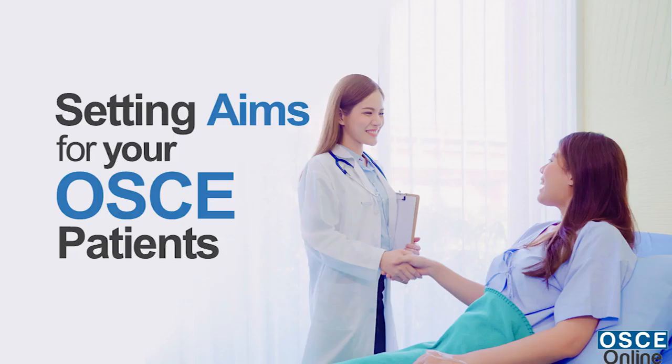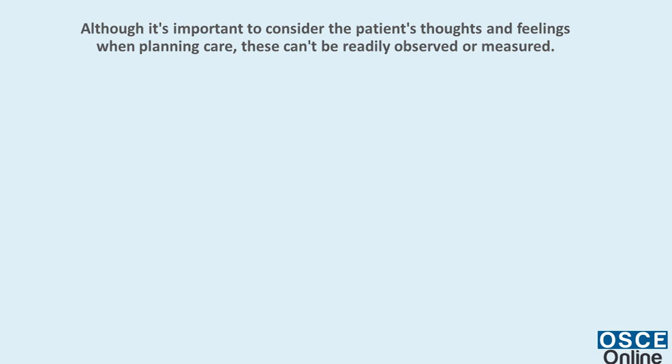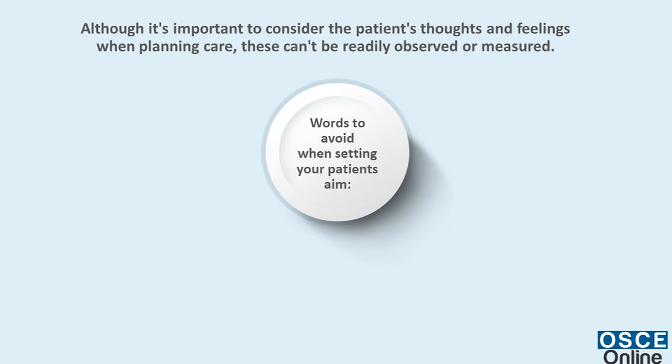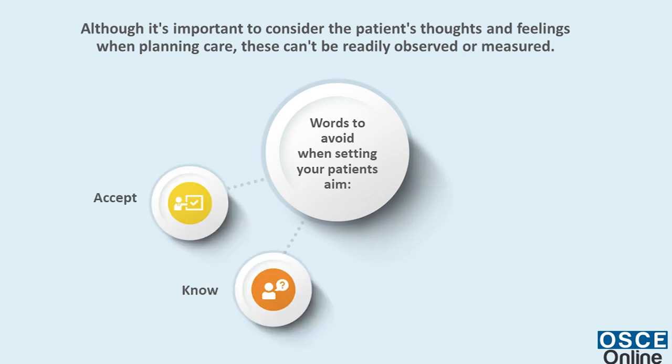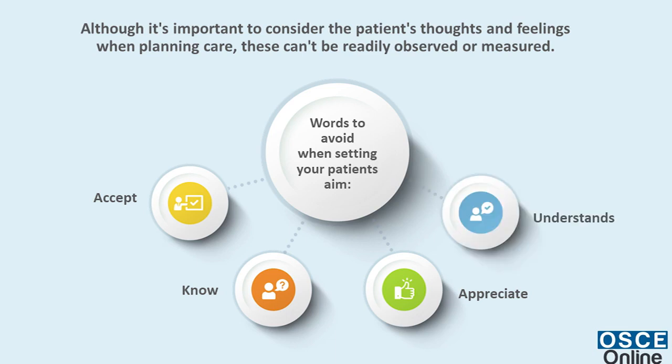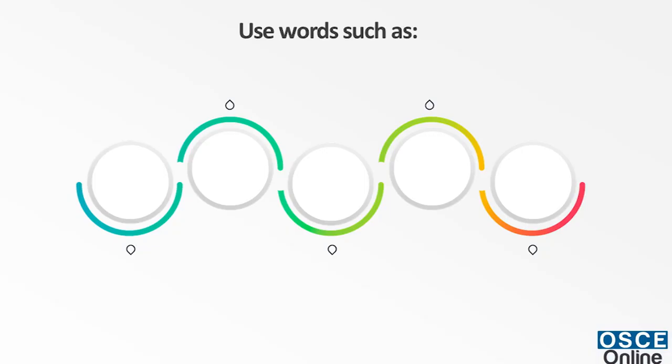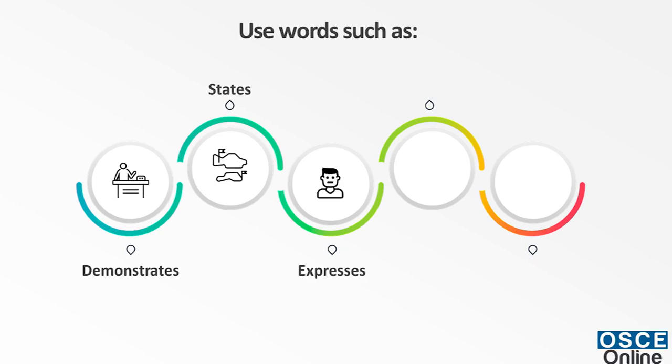Setting aims for your OSCE patients. Although it's important to consider the patient's thoughts and feelings when planning care, these can't be readily observed or measured. Words to avoid when setting your patient's aim: accept, know, appreciate, understand. Use words such as demonstrates, states, expresses, scores, rates.